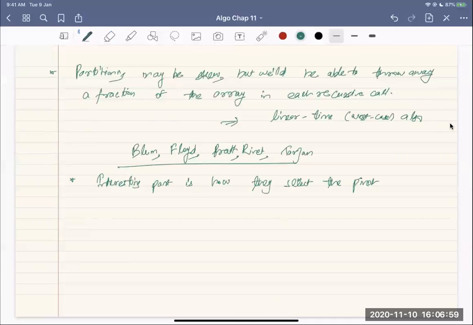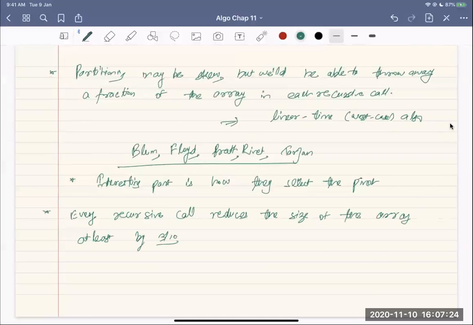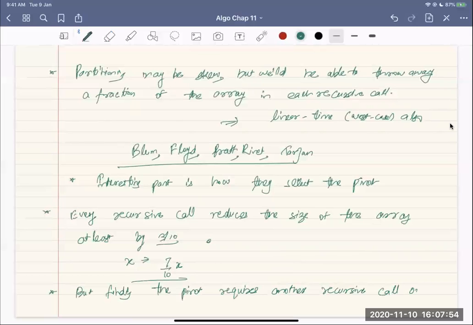So before I talk about the algorithm, what essentially they are able to achieve: every recursive call reduces the size of the array at least by 3 by 10. This was more than what we were wanting. Even if it reduces by 1 by 10, like x to 9 by 10 x, it was fine, but it says initially x to 7 by 10 x every time. Okay, fine. So this is what it does. But finding the pivot requires another recursive call on an array of size n by 5.